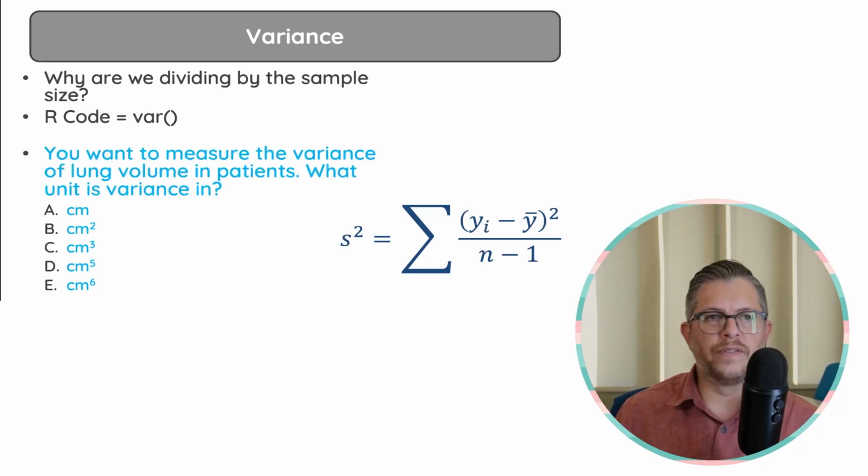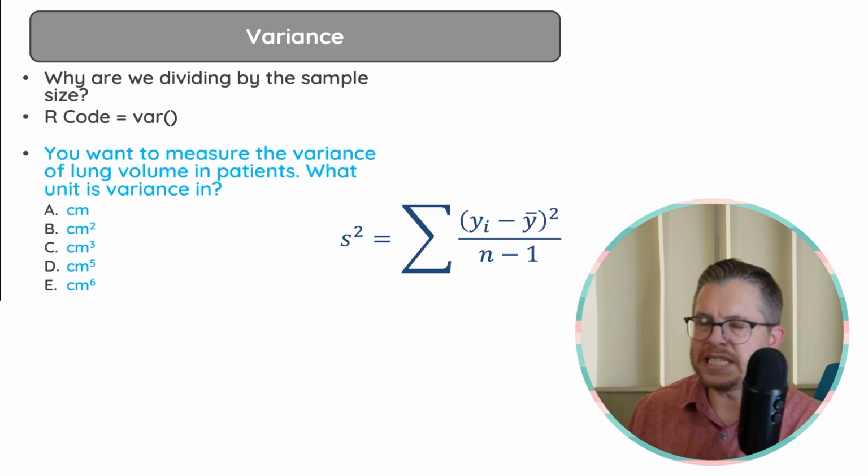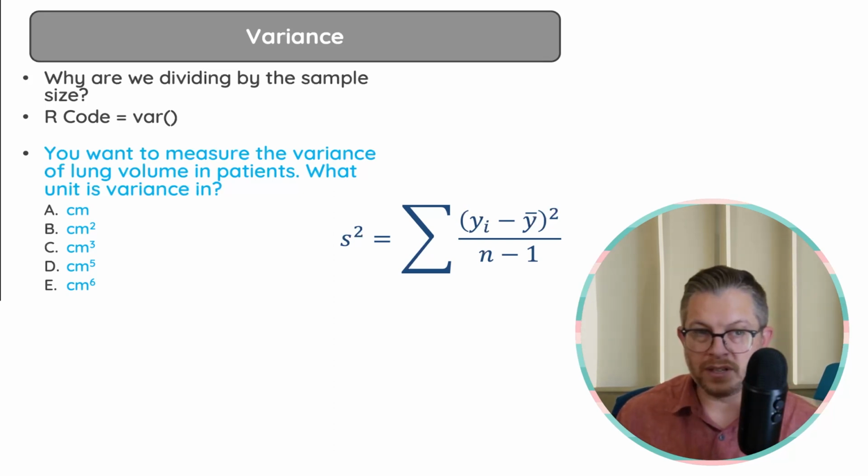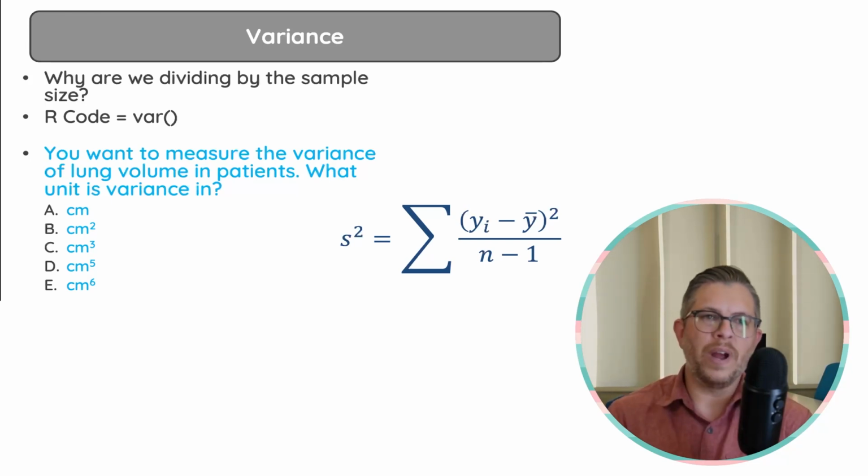Now, you want to measure the variance of lung volume in patients. What unit is variance in? Well, in this case, we have a unit that is lung volume, meaning centimeters cubed, but you can already see that we square that value in the equation. That's why variance is labeled as s squared. So when we calculate variance, the units that we get from our equation is the squared of our unit. In the case of cubic centimeters, that's cubic centimeters squared, or centimeters to the sixth.